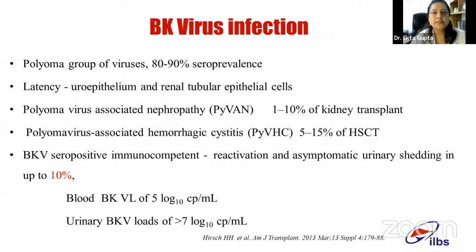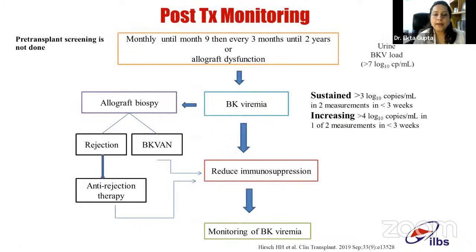Another important virus is BK virus. These are the polyomavirus group of viruses. Usually they are found latent in the uroepithelium and renal tubular epithelial cells. So they are associated with post-renal transplant nephropathy or post-bone marrow transplant hemorrhagic cystitis. Asymptomatic shedding is there in up to 10%. But what is the trigger? If you find a BK virus load of more than 5 log copies in blood and or a urinary viral load of more than 7 log copies, then there are chances of BK virus nephropathy.